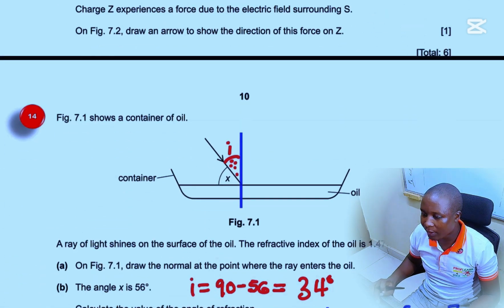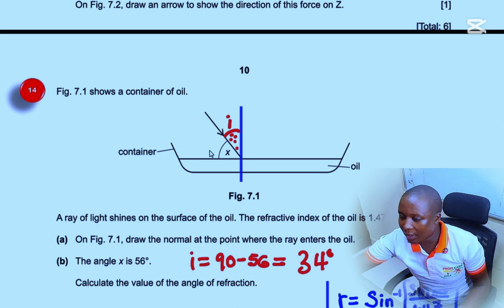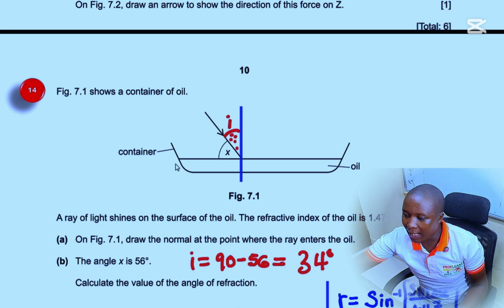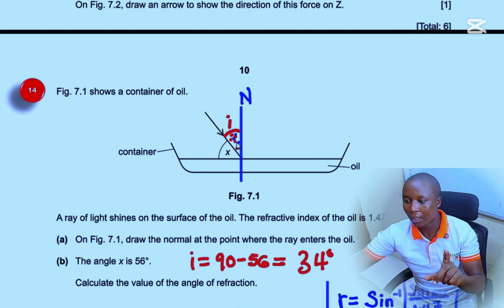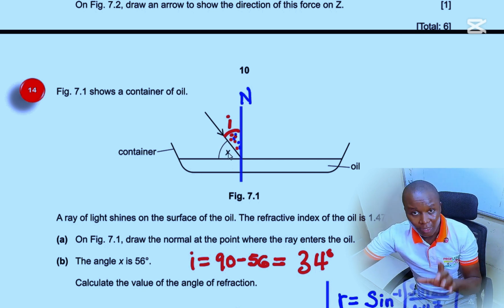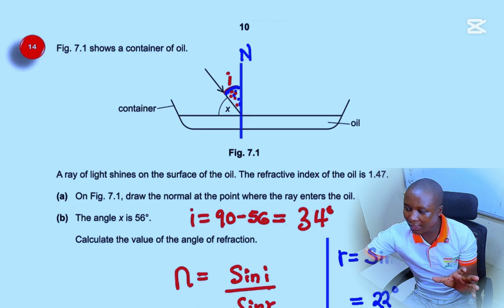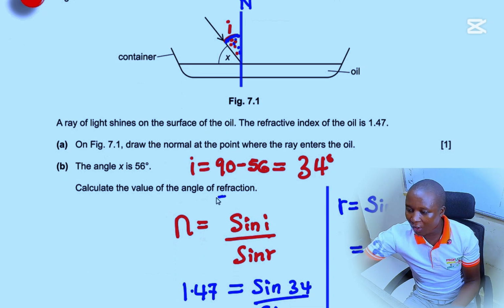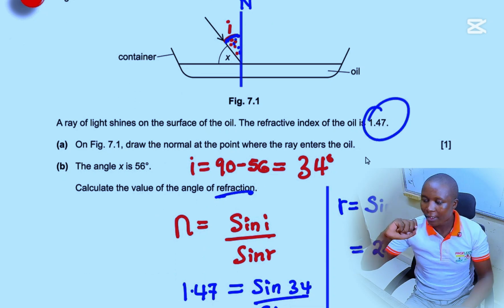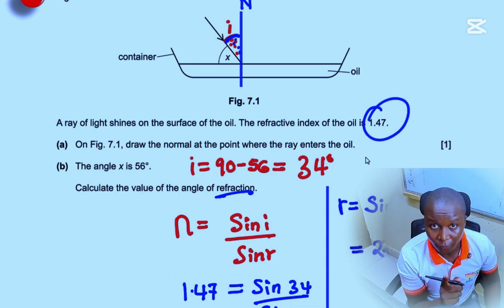Also state the concept of refraction. In this case, the examiner gave angle X, and remember, the angle X is between the oil and the incident. The angle of incidence is the angle between the incident ray and the normal. That is the trick that you have to remember. So if you are given this angle, you have to take 90 minus 56, you get 34, and that's the angle of incidence. Then you are supposed to calculate the angle of refraction when the refractive index is 1.47.